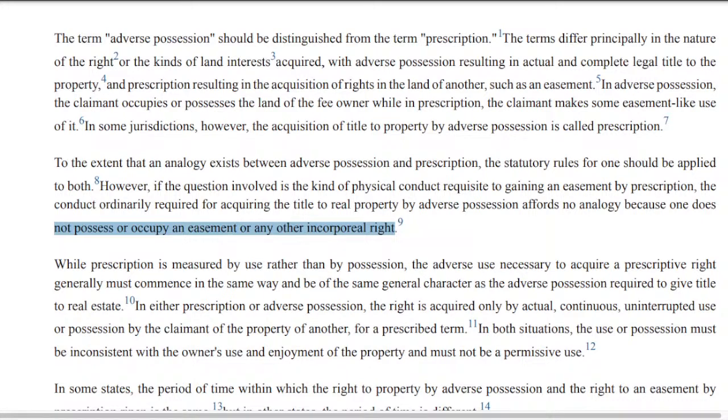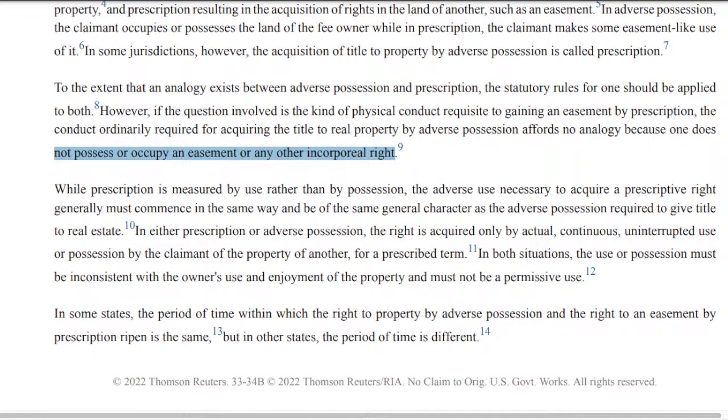You can't camp on the easement and then claim it from adverse possession. But by prescription, it can be. So that's rights to use of it. So prescription applies to easements more, I guess, in a general sense, and adverse possession applies to property proper. Let's proceed. Wow, this is pretty good stuff. While prescription is measured by use rather than possession, the adverse use necessary to acquire a prescriptive right generally must commence in the same way and be of the same general character as the adverse possession required to give title to real estate. In either prescription or adverse possession, the right is acquired only by actual, continuous, uninterrupted use.